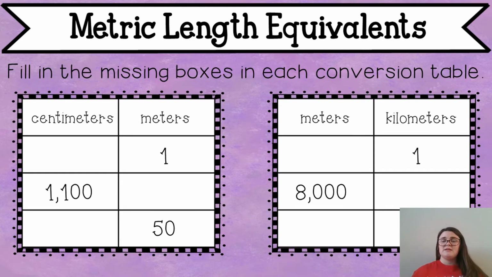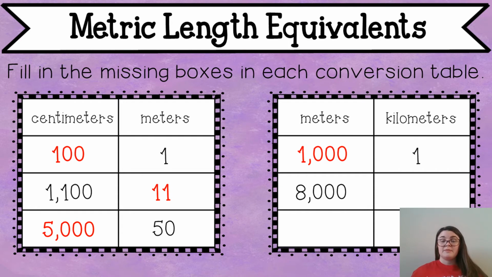Fill in the missing boxes in each conversion table. You can fill in this information by using what you know. So we know that there are 100 centimeters in 1 meter, so I would put 100 in my first part of the chart. Then I would fill in all of the rest with the information that I know. There are 1,000 meters in 1 kilometer, and knowing that can help me when I'm practicing as I go along. So you can use these types of charts to help you track what each unit of measurement is worth and how many centimeters are in a meter, how many meters are in a kilometer, and so on.